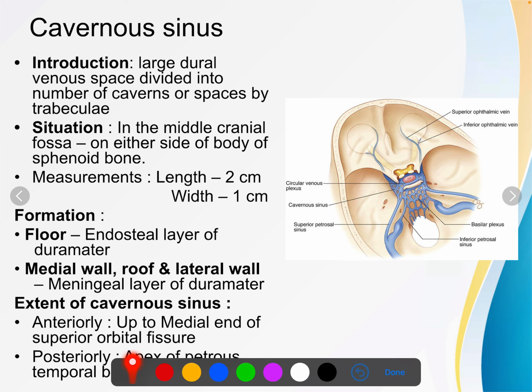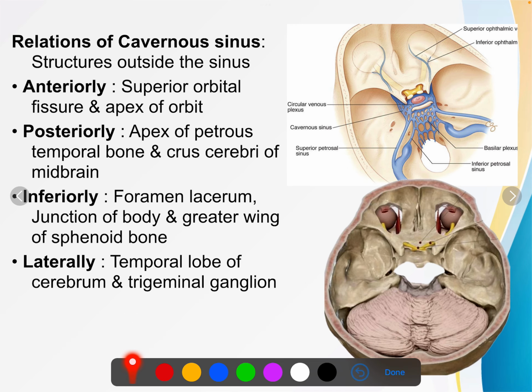The next one, relation of the cavernous sinus. The structures outside the sinus: anteriorly it is related to the medial end of the superior orbital fissure and the apex of the orbit. Posteriorly by the apex of the petrous part of temporal bone and the crus cerebri of the midbrain. Then inferiorly it is related to the foramen lacerum and the junction between the body of the sphenoid and the greater wing of the sphenoid. Then laterally it is related to the temporal lobe of cerebrum and the trigeminal ganglion.